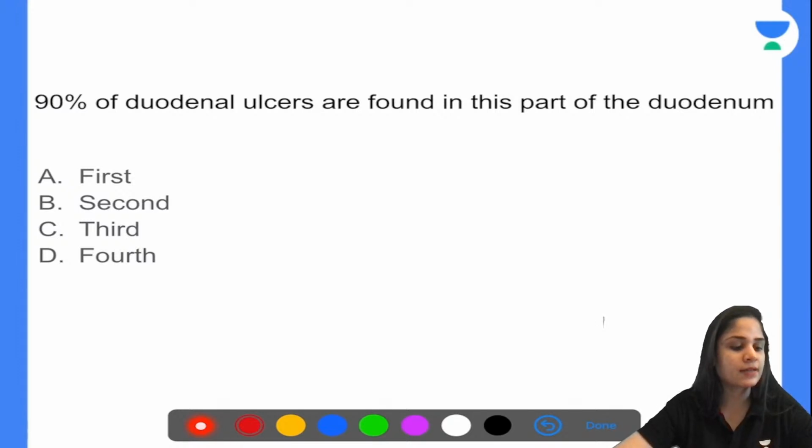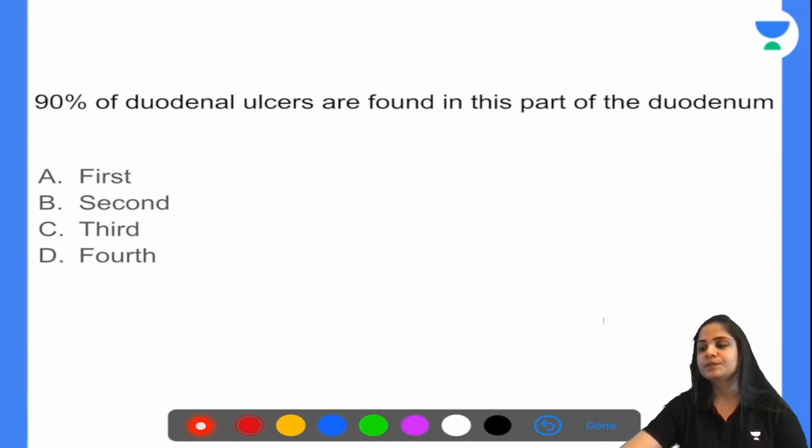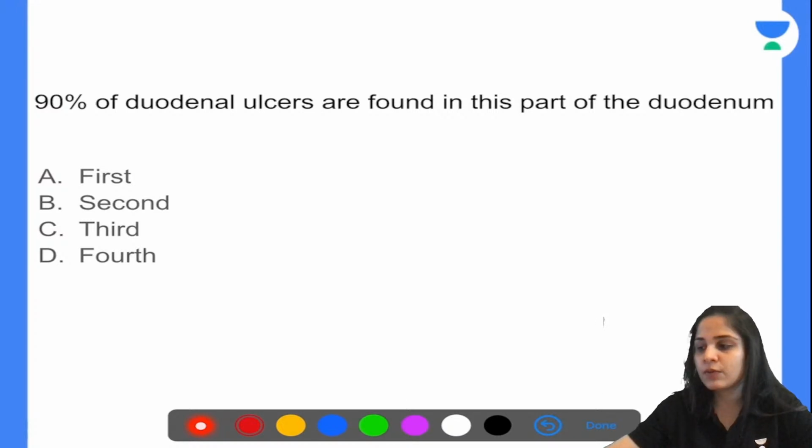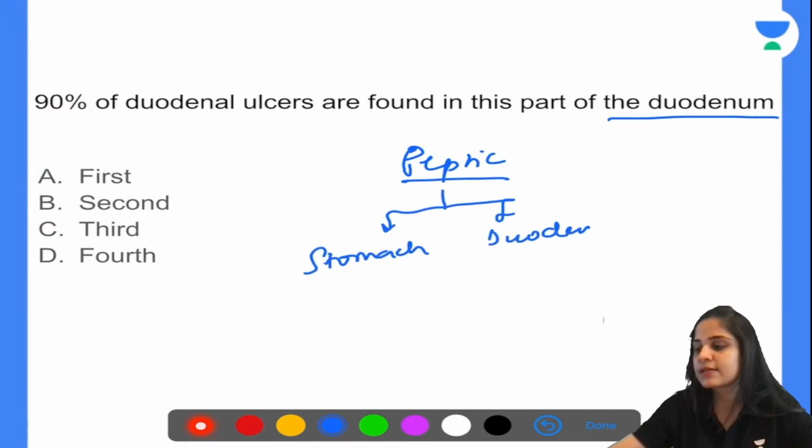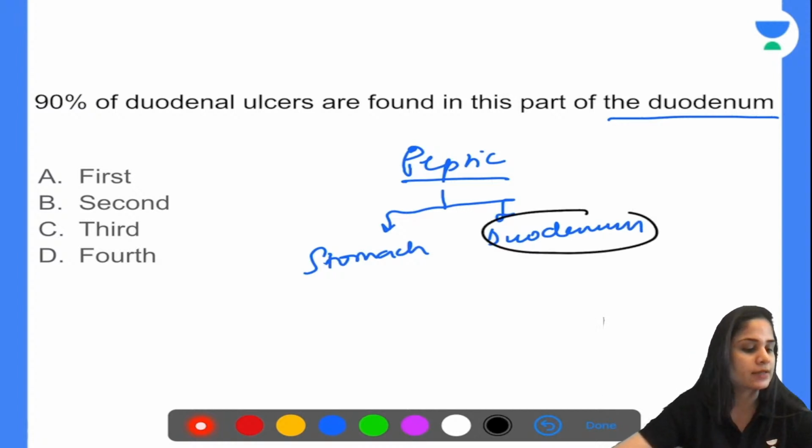So can you guys answer? Mulay is saying second part of duodenum. Any other answers do we have? Quickly answer. Staphylococcus is saying in the third part of the duodenum. Alright, so guys, first of all, see what I'm asking you over here. I'm asking you about duodenal ulcers. Don't go to the answer for peptic ulcers, okay? Peptic ulcers are the ulcers that are present in the stomach and in the duodenum. Here I am asking you simply about duodenal ulcers and where are 90% of the duodenal ulcers found.